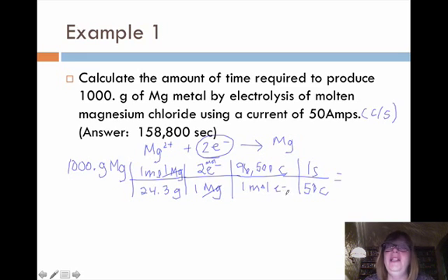I just let my units walk me through this. Whenever you have grams, go ahead and get to moles. We get moles, then we're going to convert to moles of electrons, because how many electrons are being transferred per mole of magnesium? It's 2.